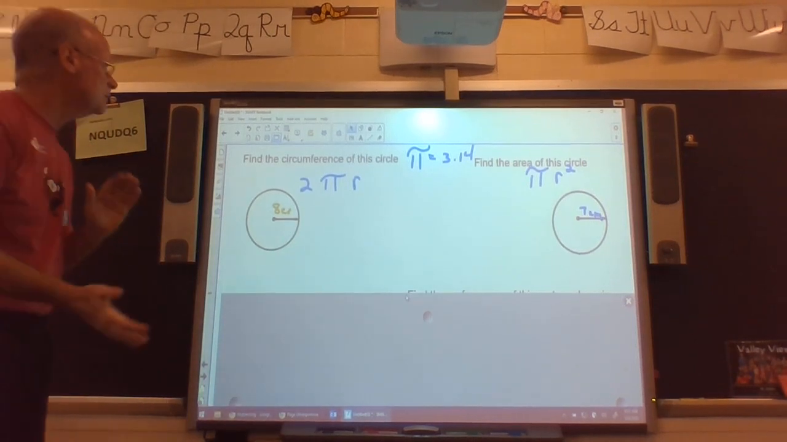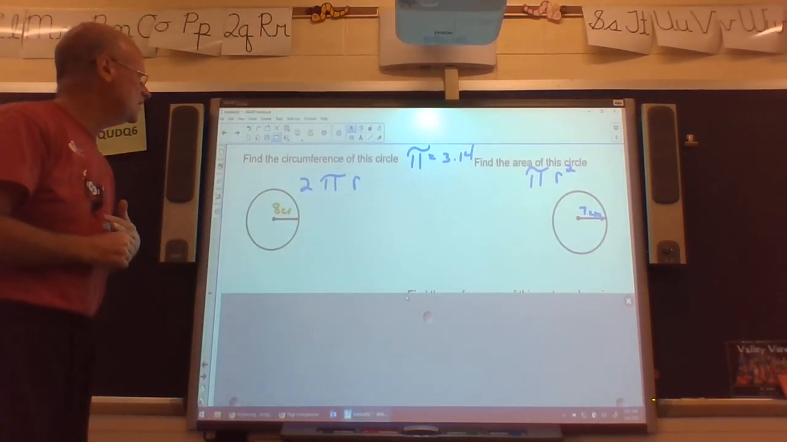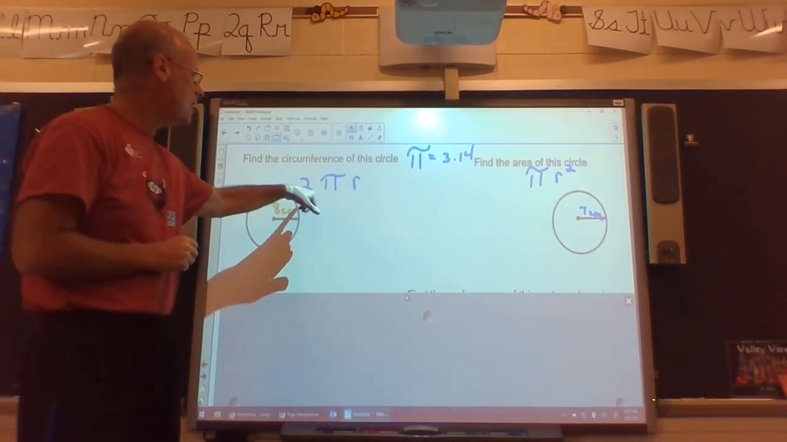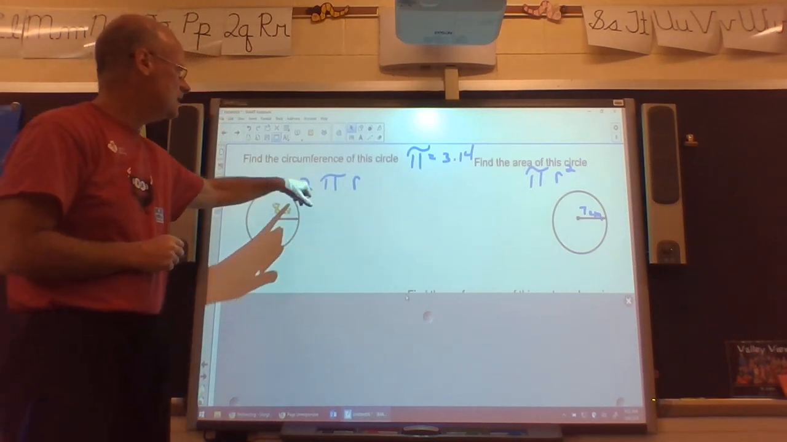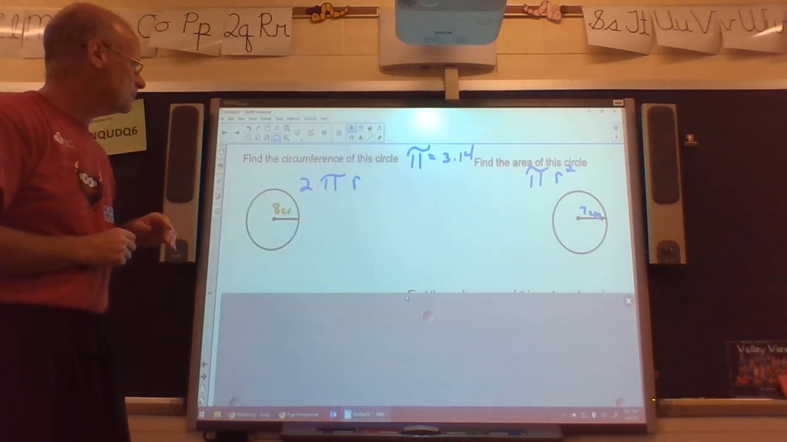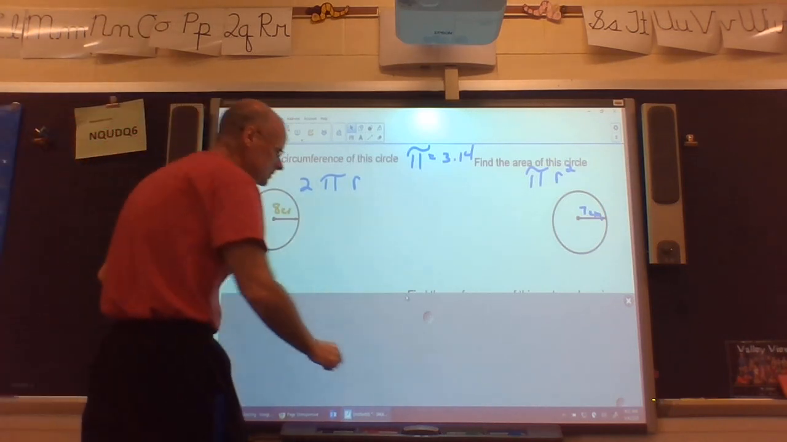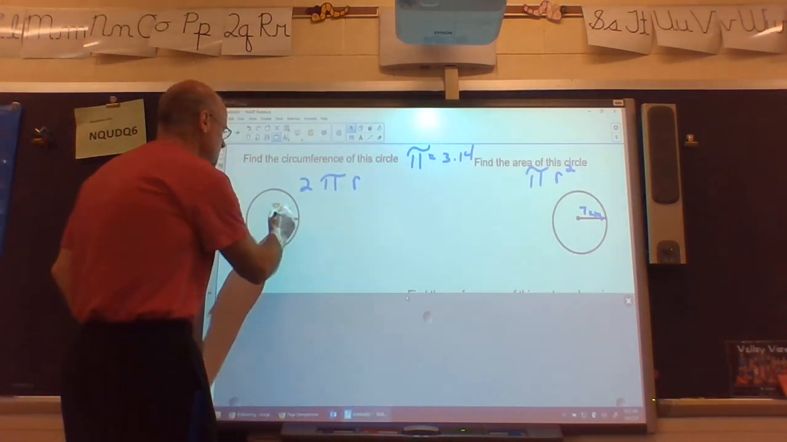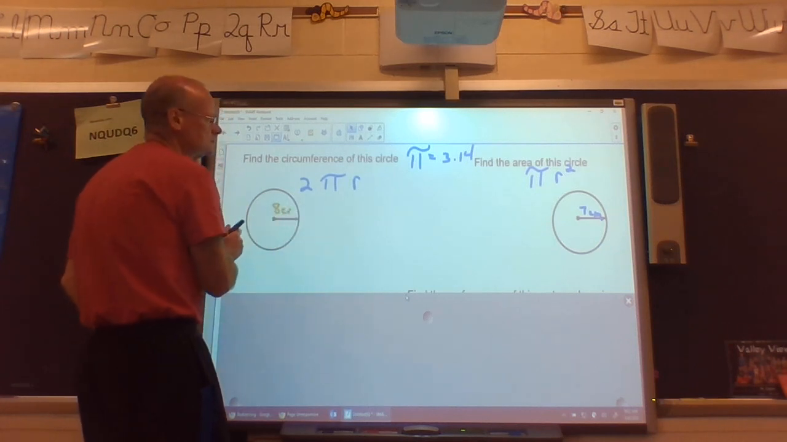Okay, enrichment people, here we go. Before we figured out the circumference of a circle, and our formula for that is 2 times pi times the radius. So I gave you another problem. This is 8 centimeters for the radius of this circle.